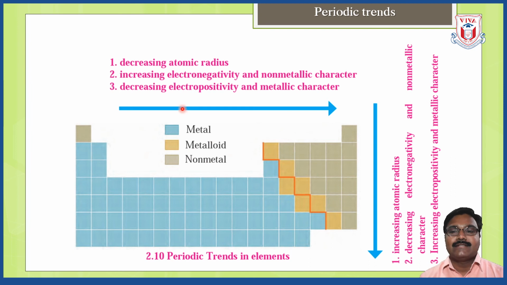Here we can see that from left to right, atomic radius decreases, with increasing electronegativity and non-metallic character, and decreasing electropositivity and metallic character. That means from left to right, metallic character goes on decreasing. Down the group, there is an increase in atomic radius and decreasing electronegativity and non-metallic character. Non-metallic character goes on decreasing, and there is a decrease in electronegativity, and therefore an increase in electropositivity and metallic character.